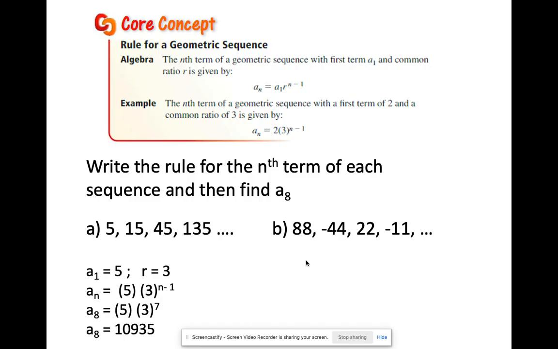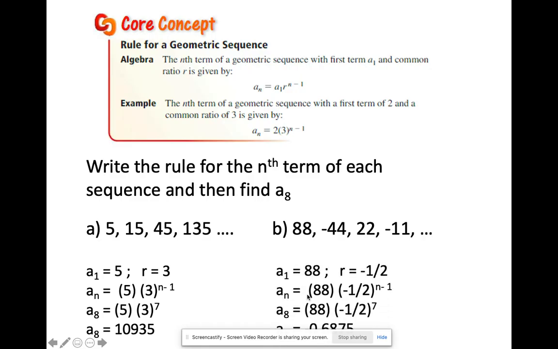So for this, notice a sub 1 is 5, right? r is 3, that's the number that's being multiplied, right? So the equation is 5 times 3 raised to the n minus 1. And then I'm just going to find a sub 8 by substituting n as 8. So 8 minus 1 gives you 7. Use the calculator to do this. You have 10,935. Okay? And this is B.